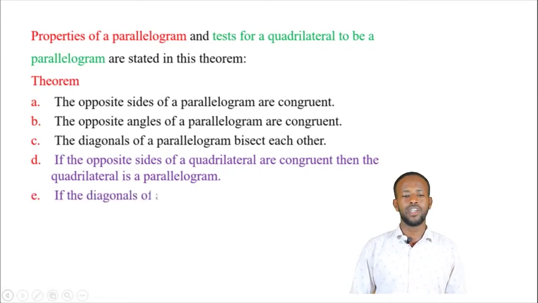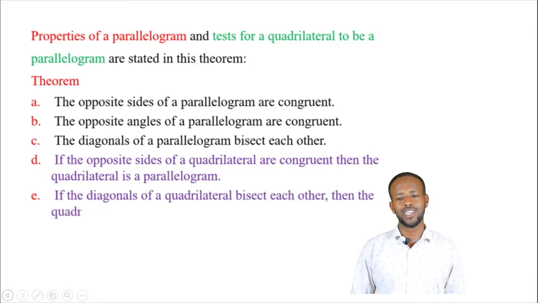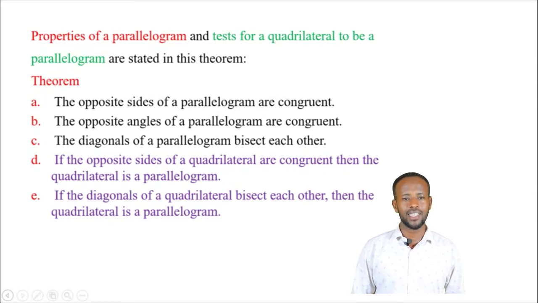E, if the diagonals of a quadrilateral bisect each other, then the quadrilateral is a parallelogram. Another criterion, another test for whether a quadrilateral is a parallelogram or not, is: if the diagonals of a quadrilateral bisect each other, then the quadrilateral is a parallelogram.